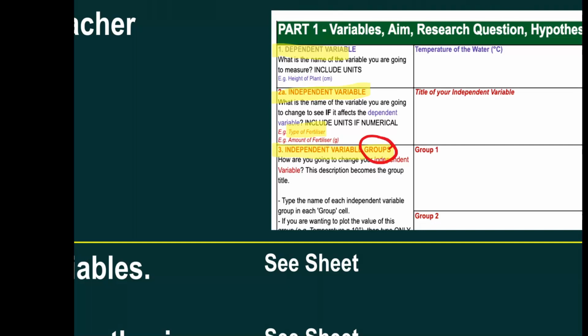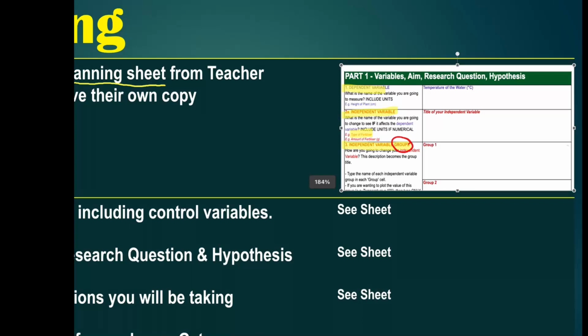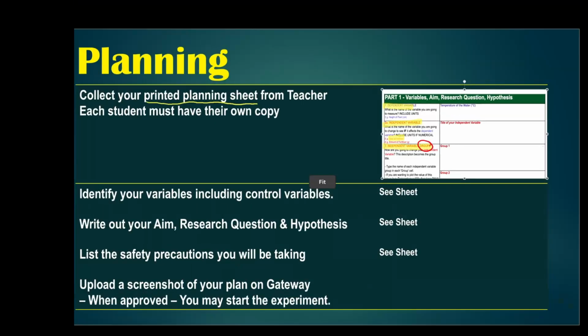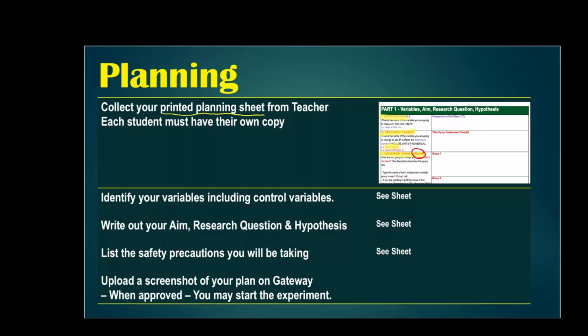Okay, so it's going to take you through the steps of planning that experiment so that you identify all the variables ready to do the next step. Once you've done those variables, you're going to write out your aim, your research question, and your hypothesis. The instructions, or scaffolding, are again on that sheet. Next, you're going to make a list of the safety precautions that you're going to be following while you do your experiment. Okay, again on that sheet.